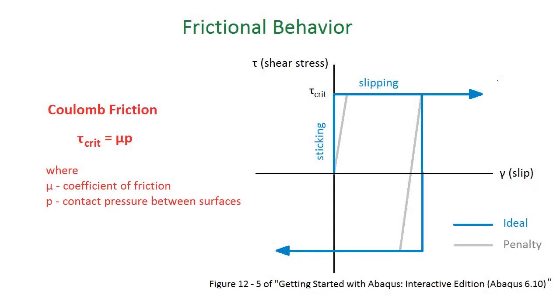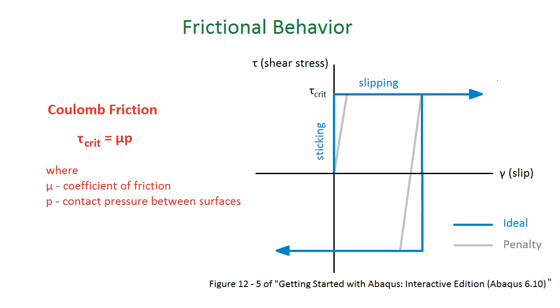Abaqus uses the Coulomb friction model for frictional interactions. Ideal friction behavior requires for two surfaces sticking together to remain that way till the shear stress exceeds the critical shear stress, and when that happens, they suddenly start slipping. However, this ideal behavior is difficult to simulate, and Abaqus provides a few other options. It is usually advisable to use a penalty friction formulation. This formulation allows a small elastic slip even when the two surfaces should be sticking.